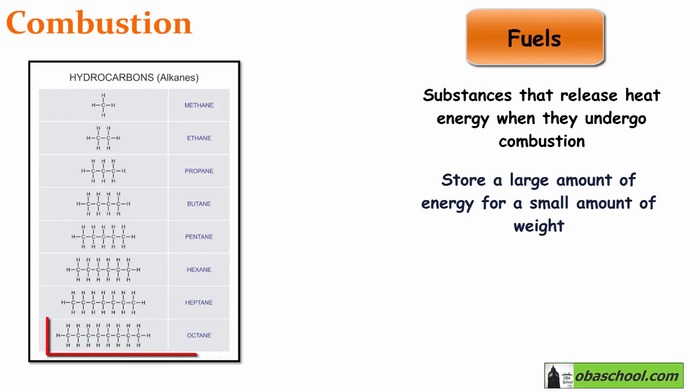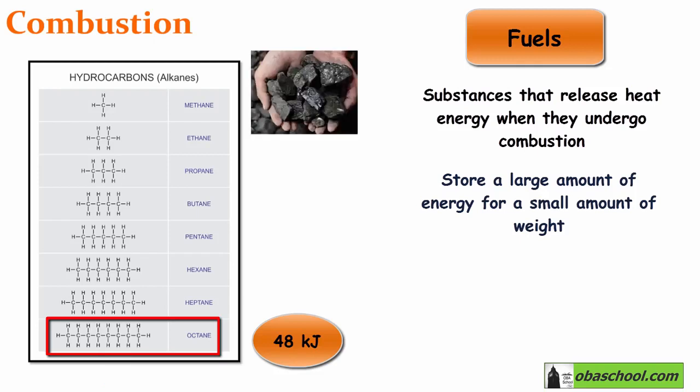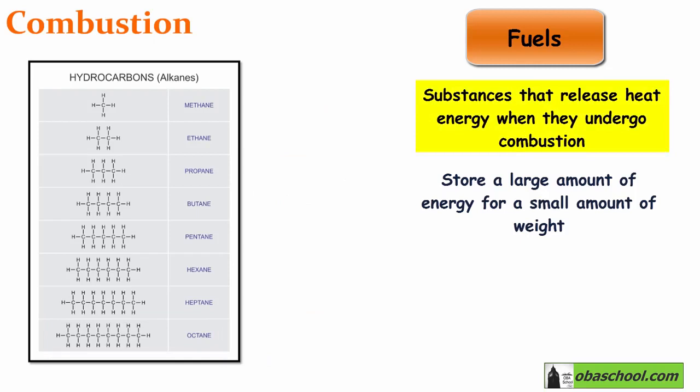For example, octane, C8H18, produces approximately 48 kilojoules of energy per gram when burnt. So when you burn 1 gram of octane, it will produce 48 kilojoules of energy, which is about twice the energy output per gram of coal. So when 1 gram of coal is burnt, it will produce approximately 24 kilojoules of energy. So again, fuels are substances that release heat energy when they undergo combustion, and they will store a large amount of energy for a small amount of weight.